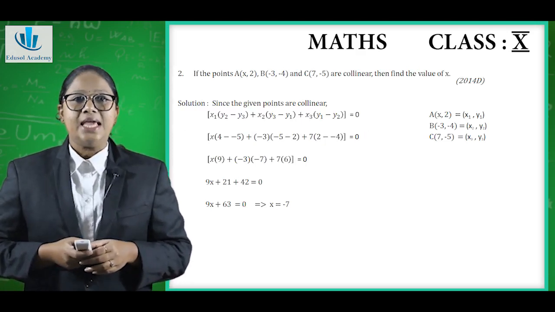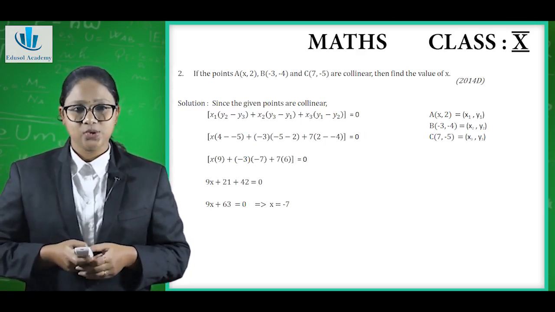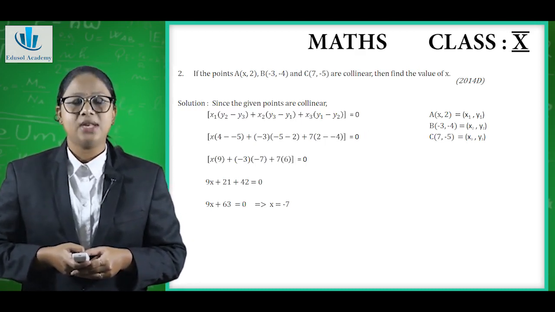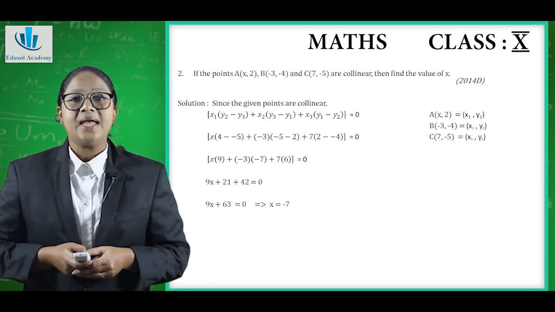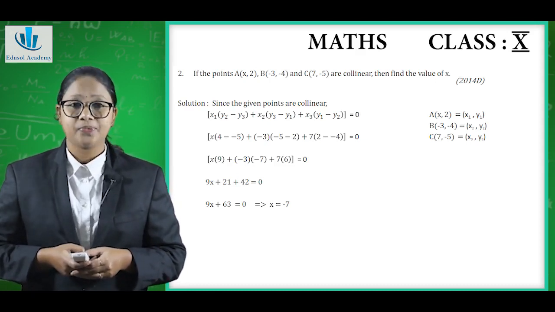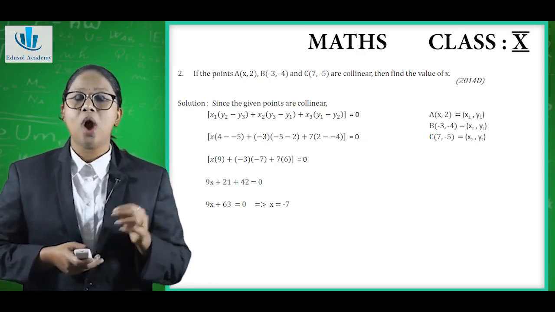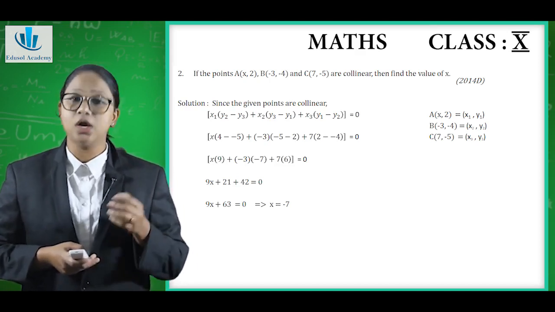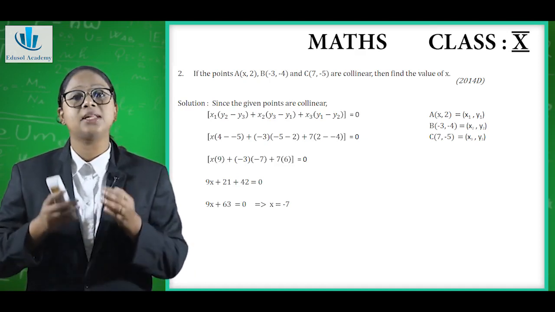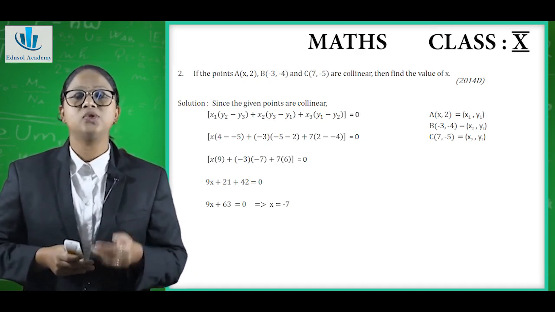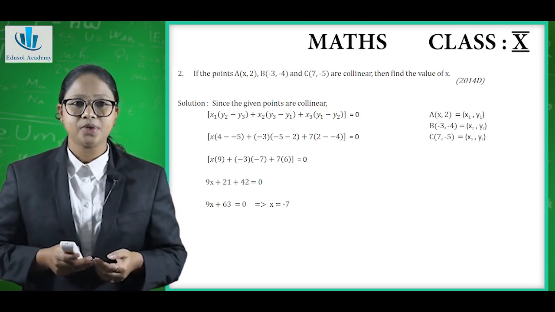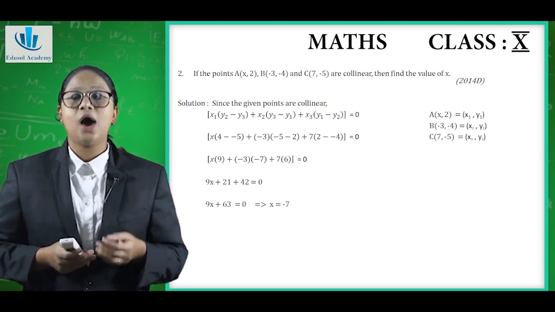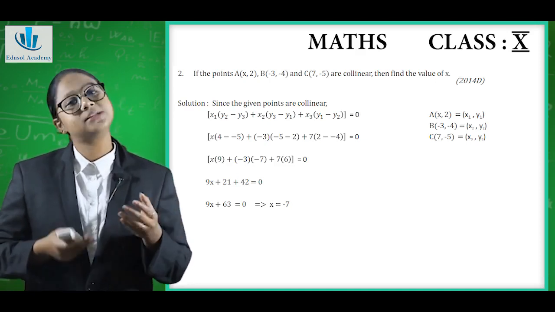Next question. If the points A (x, 2), B (-3, 4) and C (7, -5) are collinear, then find the value of x. So 3 points are given. One of the coordinates of one point, x, is unknown, and the condition is given that they are collinear. We are asked to find that unknown coordinate. So what is the condition for collinearity of 3 points? The area of the triangle formed by the 3 points is equal to 0.